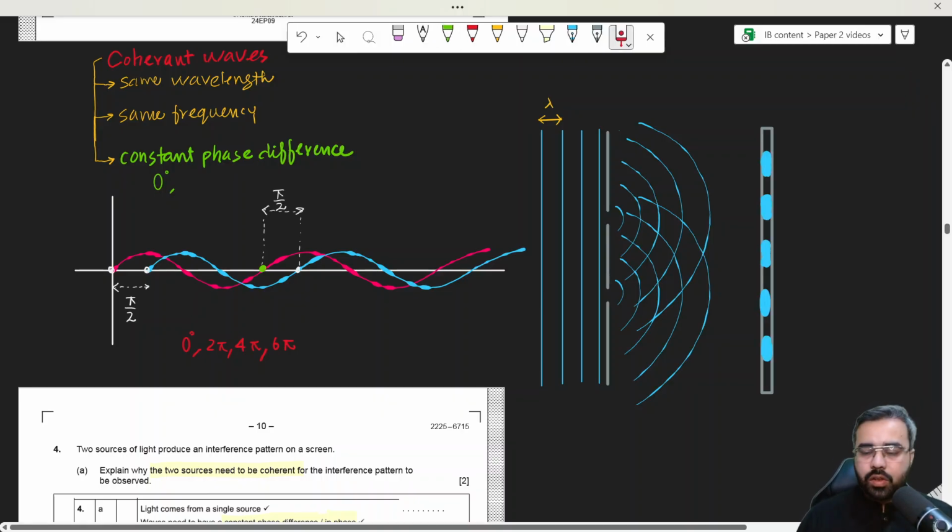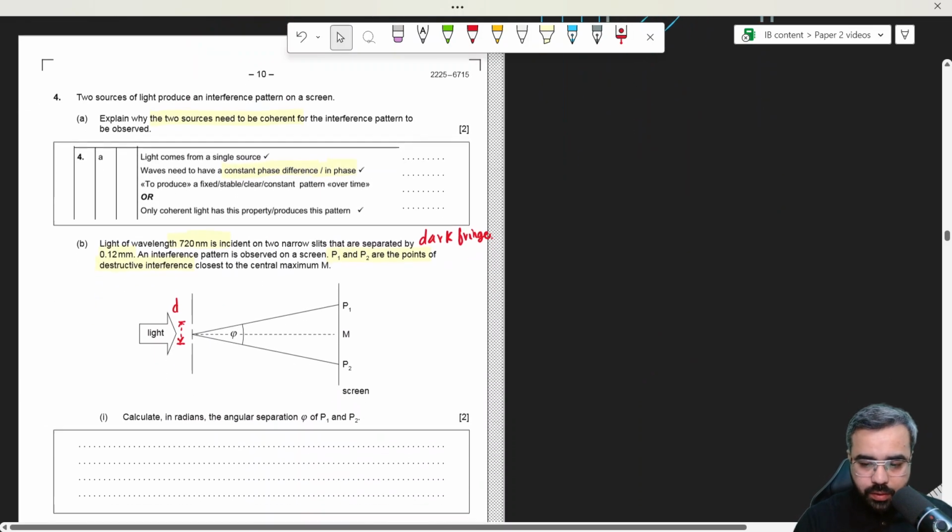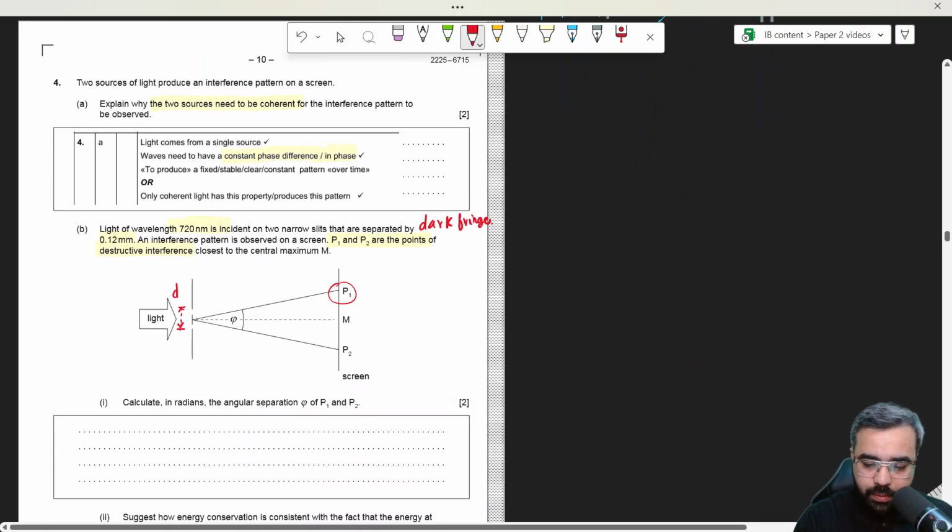Okay, so just like on the screen, you see that at the center there is always a constructive interference, because the two lights which reach the center from the two slits do not have any path difference, so they will interfere constructively. All right, so you will have all the bright spots formed on the screen at fixed positions. Okay, so according to our question, you see that P1 and P2 are the dark fringes.